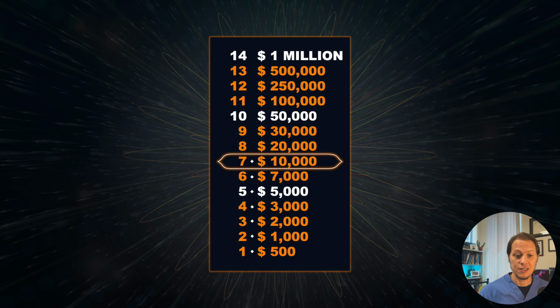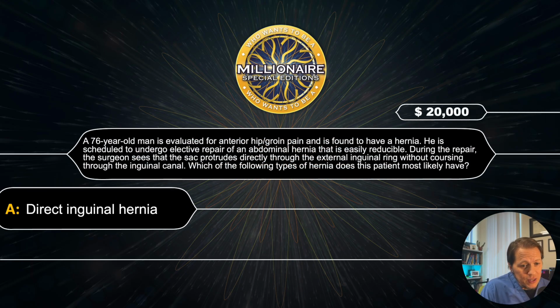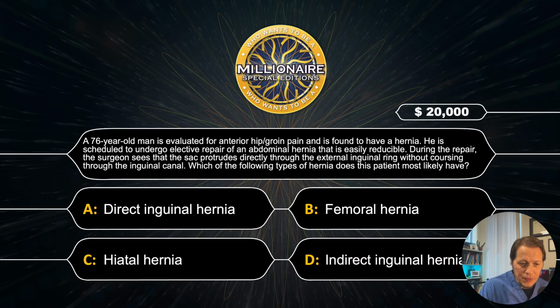And we are beyond halfway home. A 76-year-old man is evaluated for anterior hip and groin pain and is found to have a hernia. He's scheduled to undergo elective repair of an abdominal hernia that is easily reducible. During the repair, however, the surgeon sees that the sac protrudes directly through the external inguinal ring without coursing through the inguinal canal. Which of the following hernia types does this patient most likely have?